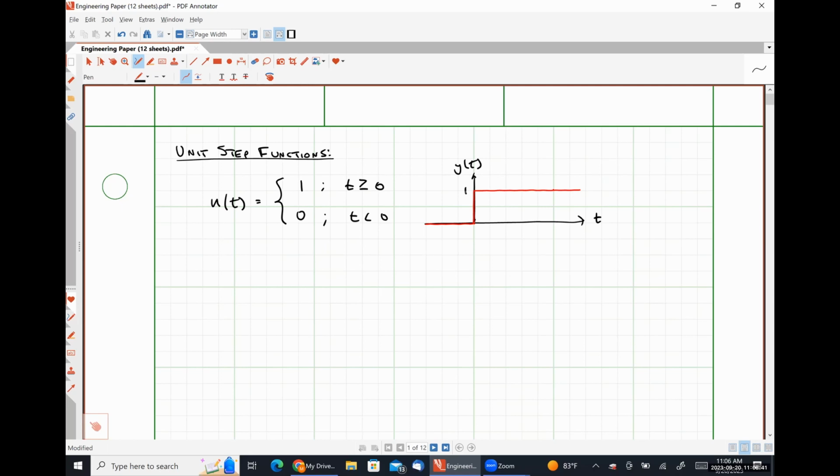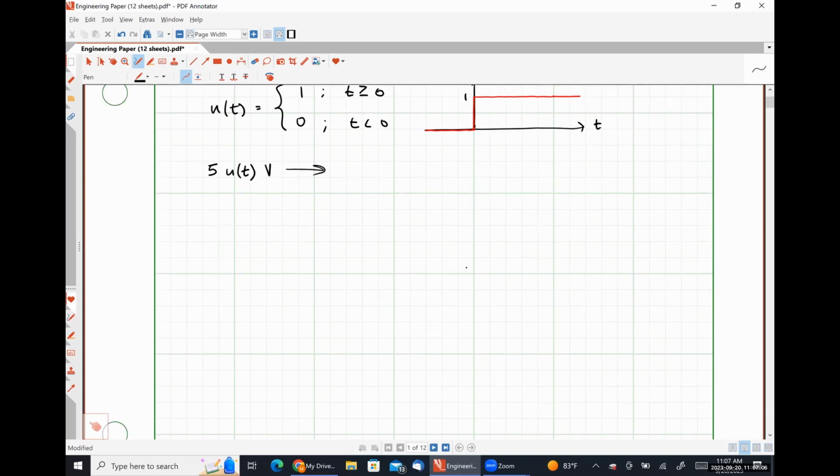And in previous circuit classes, we have kind of skirted around, like we've used this without really understanding that we've used it when we played with our switches and things like that, right? So for example, if I wanted to put the signal 5 U of t volts into a circuit's form, it might look something like, here's our network that we would be applying this signal to.